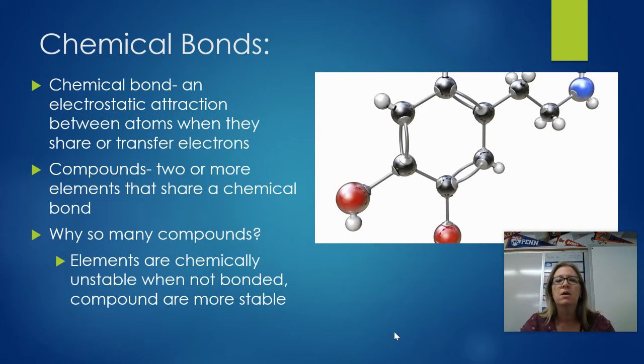Okay, so why are there so many different compounds? Elements are typically unstable when they aren't bonded because of those varying numbers of valence electrons. So when they become combined with other elements in a compound, they just kind of relax. They're just more comfortable because they're definitely more stable.